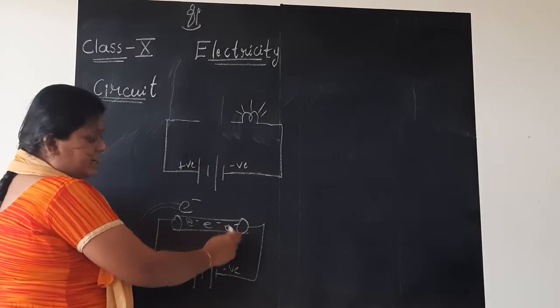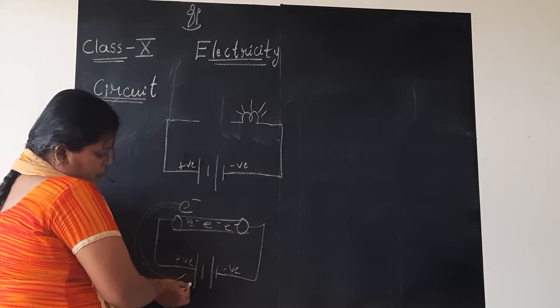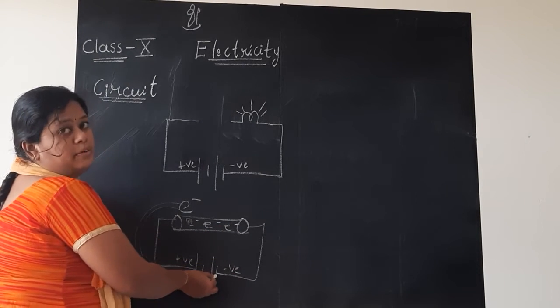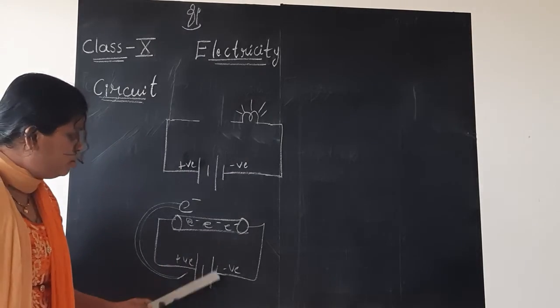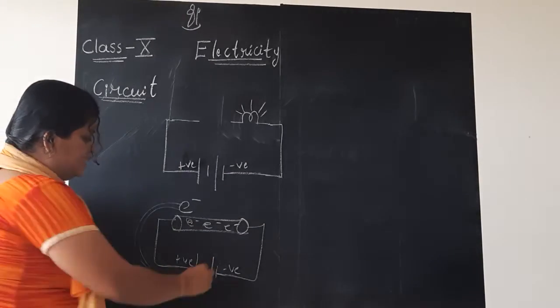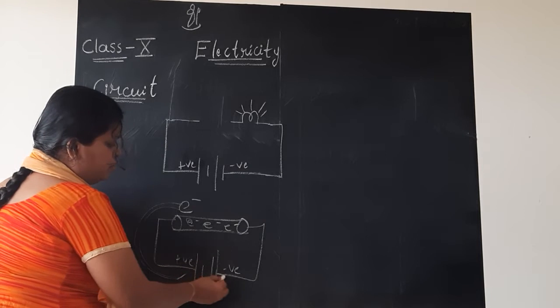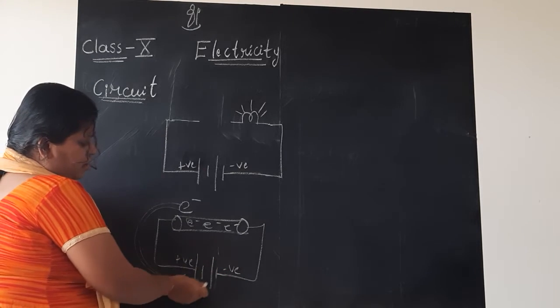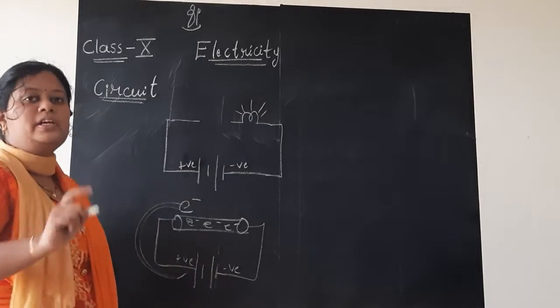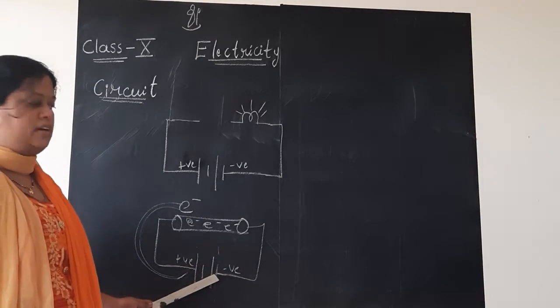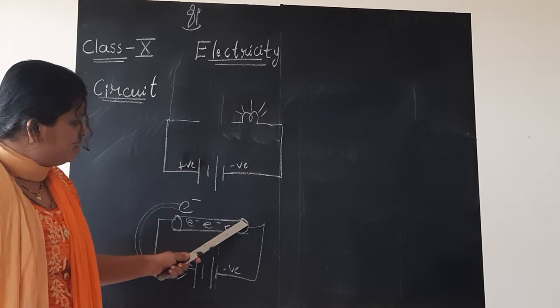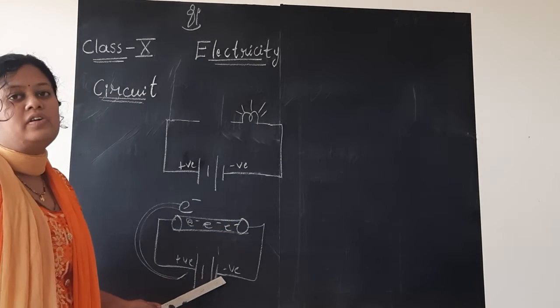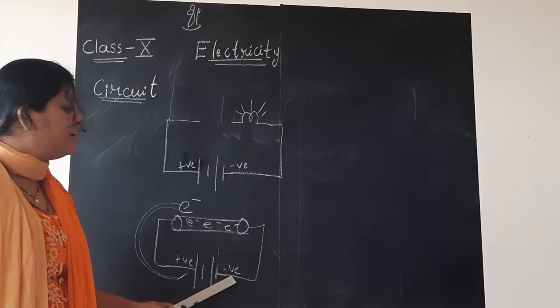What happens here? See, always show one positive and one negative terminal of the battery, children. If you don't draw it like this, it is wrong. Don't show positive on both sides. If one end is positive with the longer line, the other should always be the shorter line. The other end is the negative terminal.